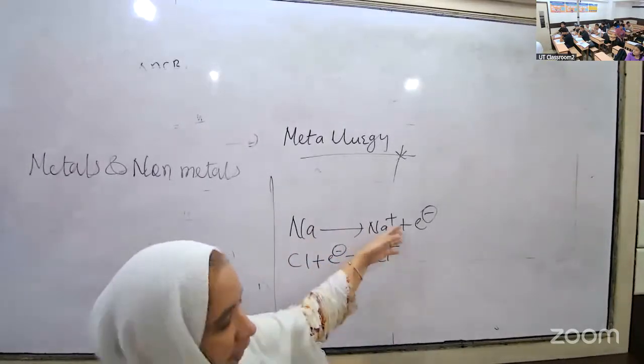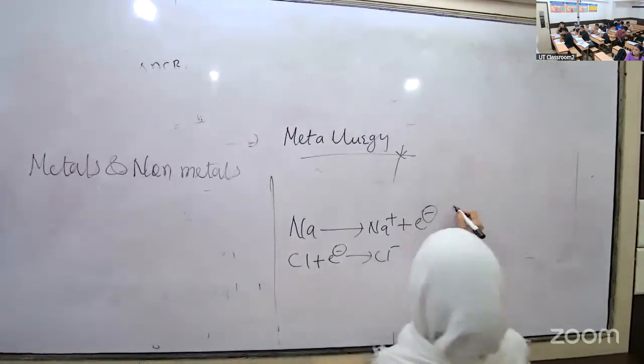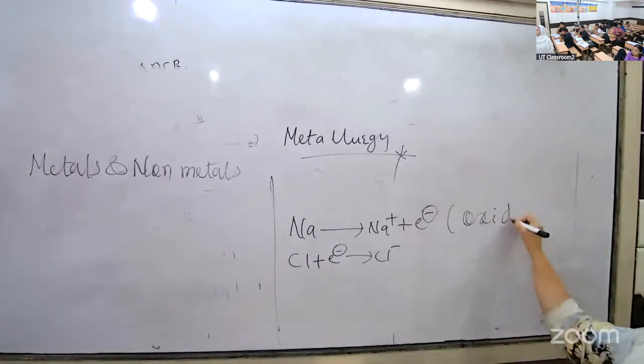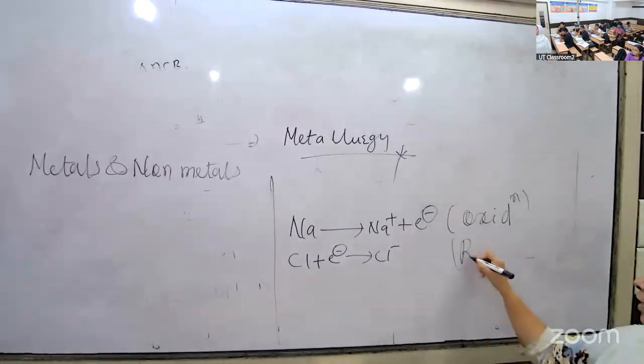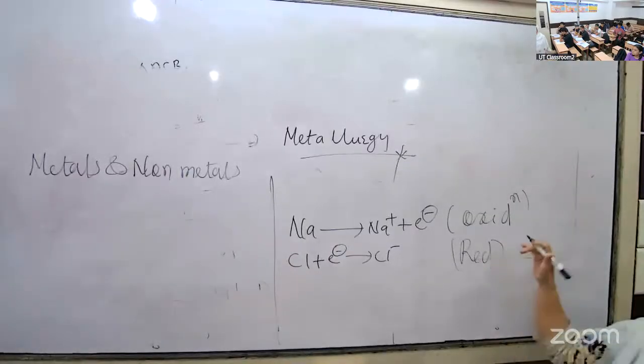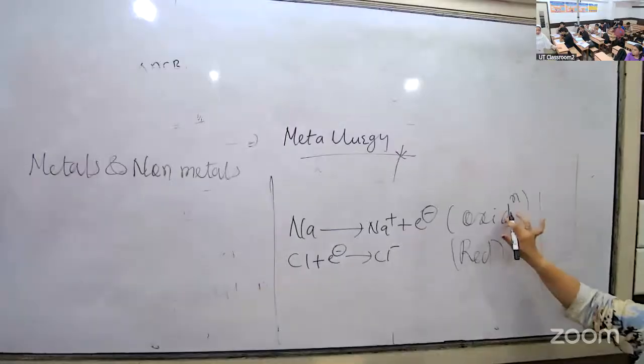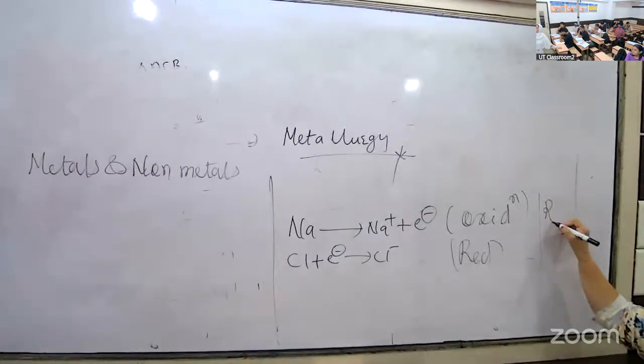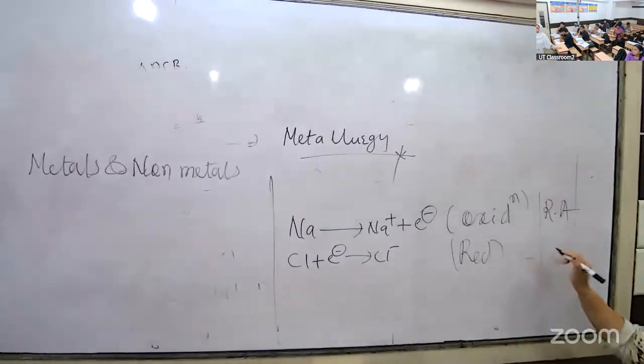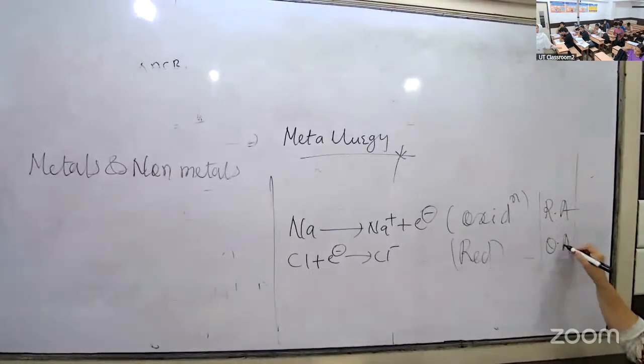Now, as per gain and loss, this particular reaction is oxidation. Then this one is reduction. One part, another part: Na is undergoing oxidation, so it is the reducing agent, whereas Cl is the oxidizing agent.